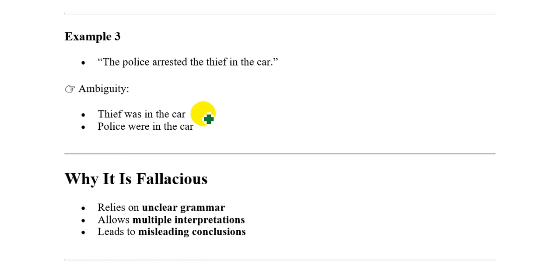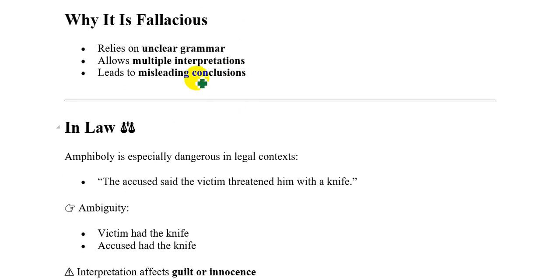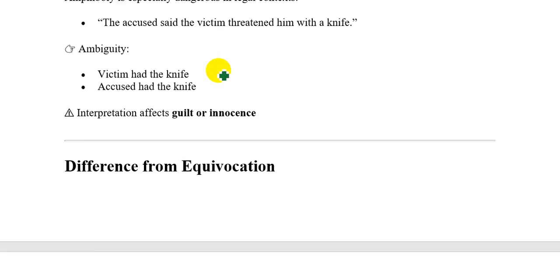The police arrested the thief in the car. The thief was in the car. The police arrested the thief in the car means that the thief was already sitting in the car and the police arrested him, which is one interpretation, or the police were in the car. The police arrested the thief in the car. Why is amphiboly fallacious? Because it relies on unclear grammar and allows multiple interpretations and also leads to misleading conclusions.